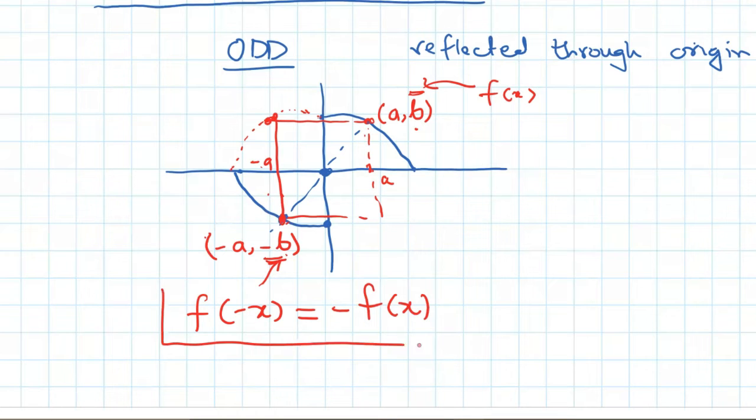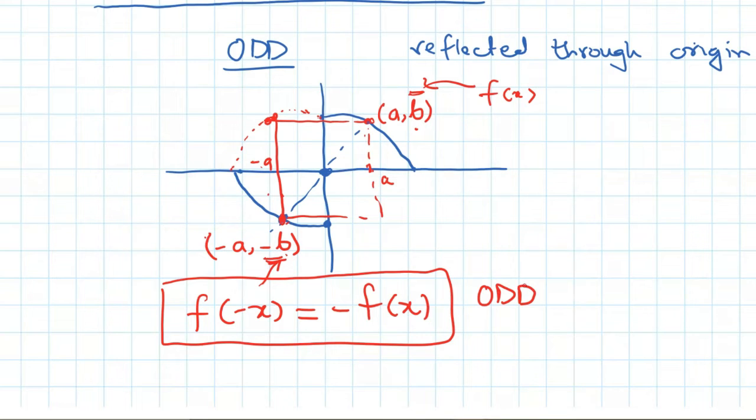When you get this, it's an odd function. Some functions will be odd, some functions will be even, and some functions will be neither. Because not all functions are symmetric, right? If they're symmetric across the y-axis, they're even. If they're symmetric across the origin, they're odd. If none of those, then they are neither odd nor even.